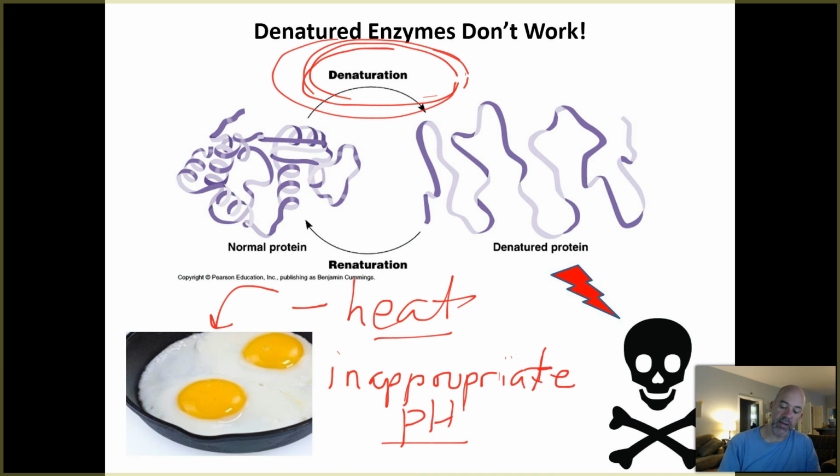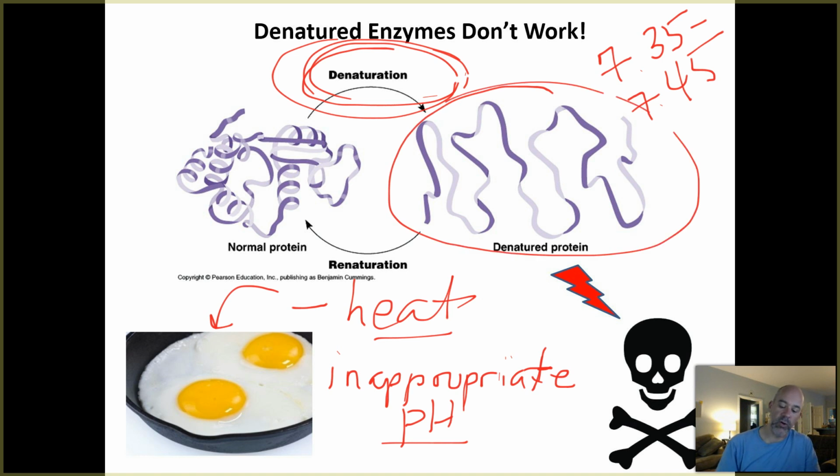Inappropriate pH. So what do we say the pH of human body fluids is supposed to be? 7.35 to 7.45. Well, guess why that is? Because pH is a measurement of the concentration of hydrogen ions you have in a fluid. If you don't have the proper concentration of hydrogen ions, those hydrogen ions interact with your proteins and other important molecules. If you don't have the right amount, your proteins will denature, and you won't be able to survive.